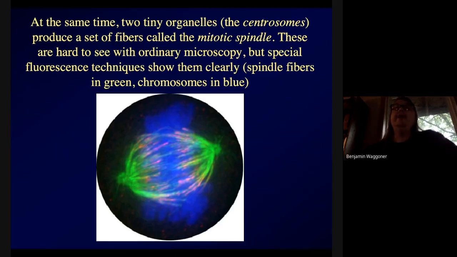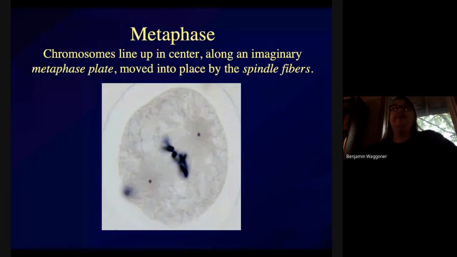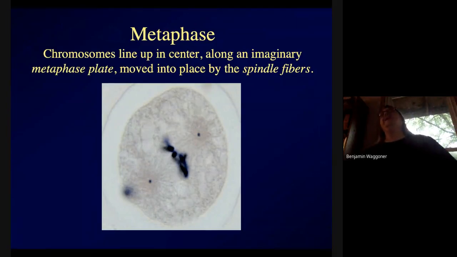In the next stage, the chromosomes line up in the center along an imaginary plane called the metaphase plate. The metaphase plate doesn't really exist. The metaphase plate is just an imaginary plane cutting the cell in two that the chromosomes line up in. And this is what metaphase looks like.